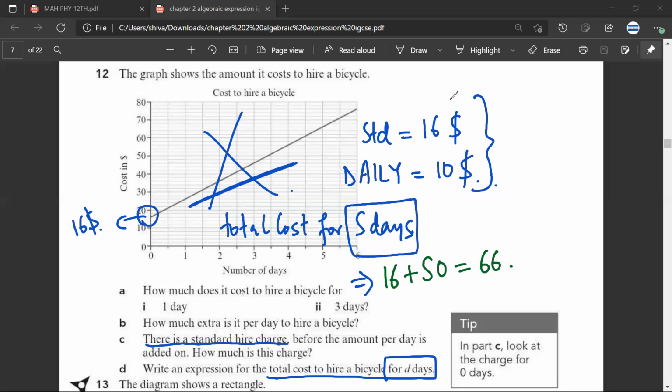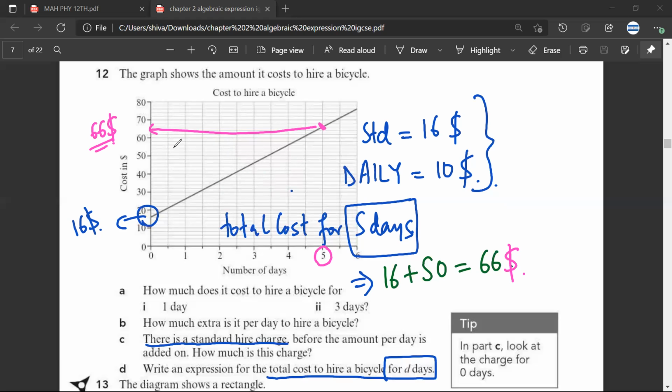Yes, sir. Now, let us refer to the graph. For 5 days, Mr. Ariman is saying it is $66. Let us see what the graph says. So for 5, this should be $66. Mr. Ariman, is it making sense? Yes. Mr. Sarthak, is it making sense?